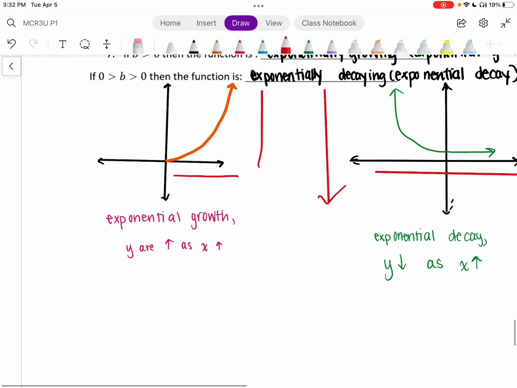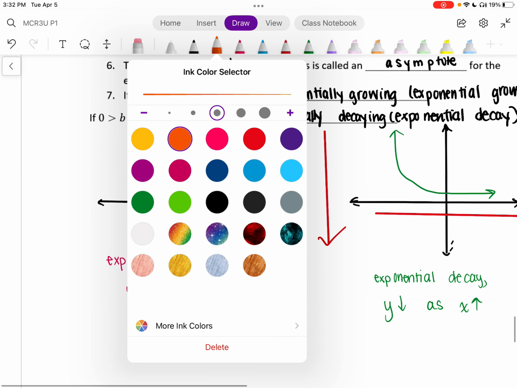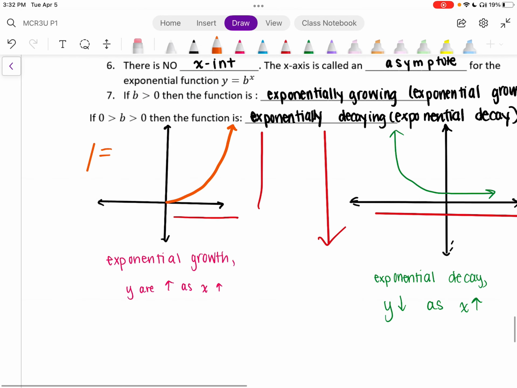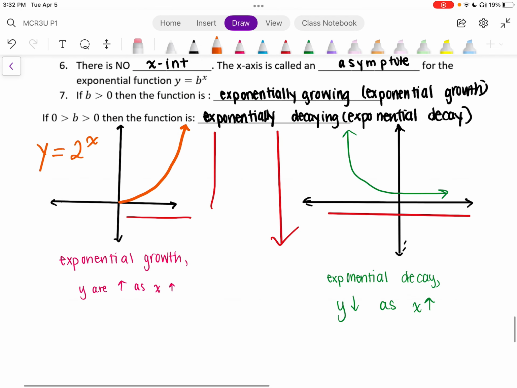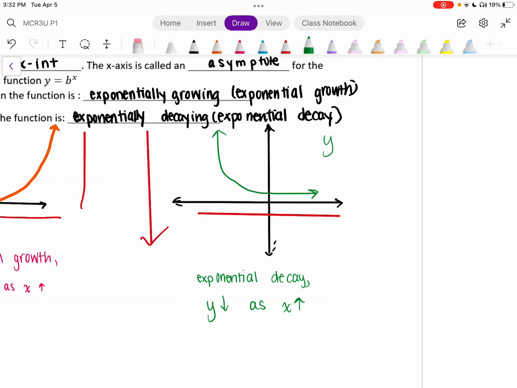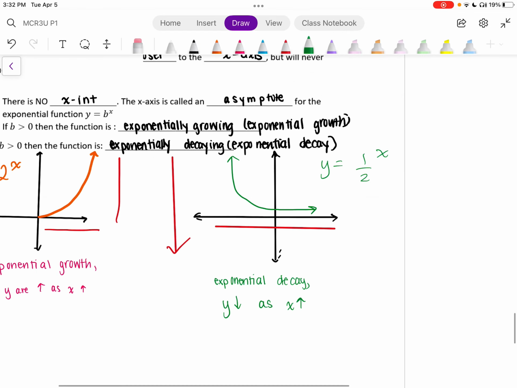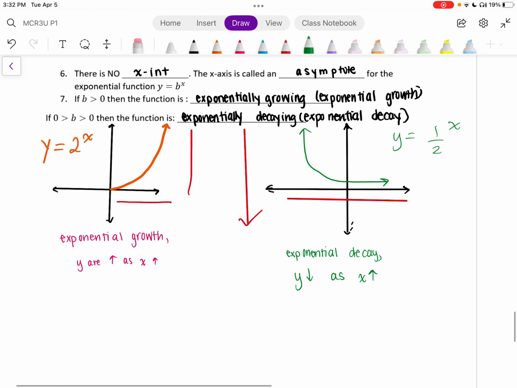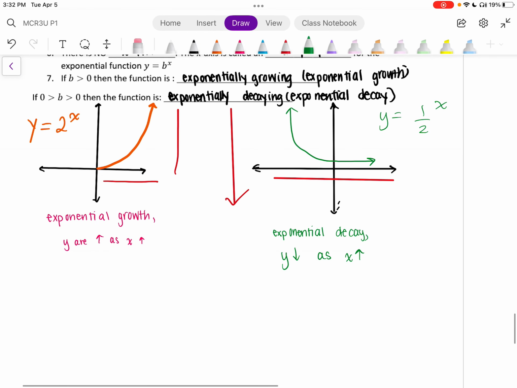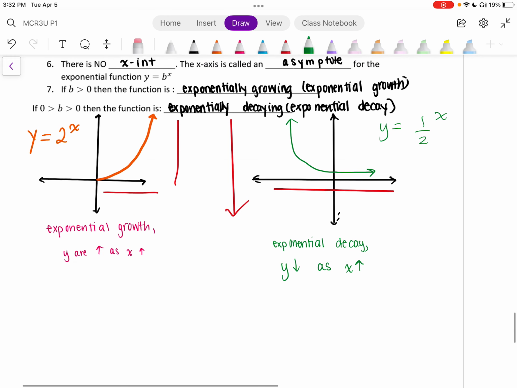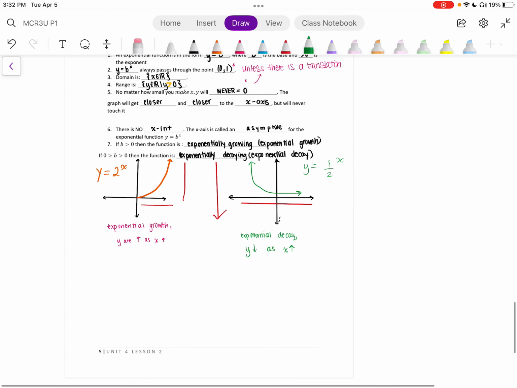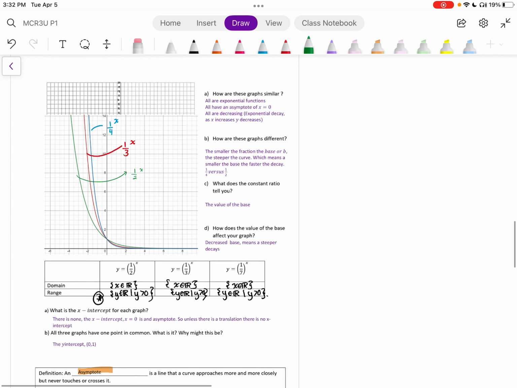So this could be something like y equals 2 to the power of x, and something like this could be y equals 1 over 2 to the power of x, right? Where b is a fraction or a decimal between 0 and 1, versus y equals 2 to the power of x, where b is greater than 1. Right, and that's it for this lesson.